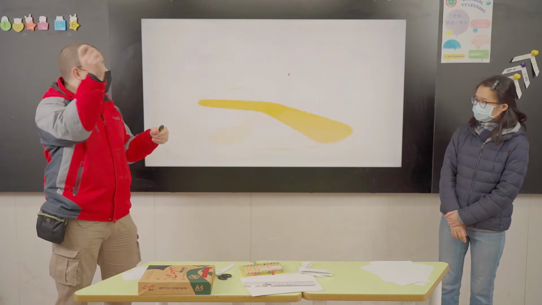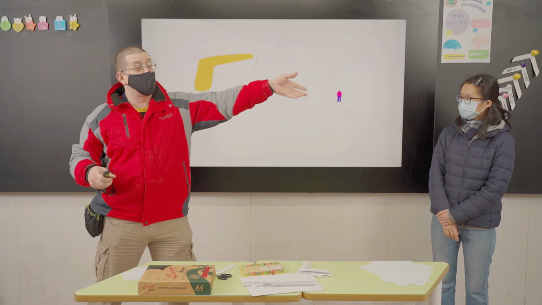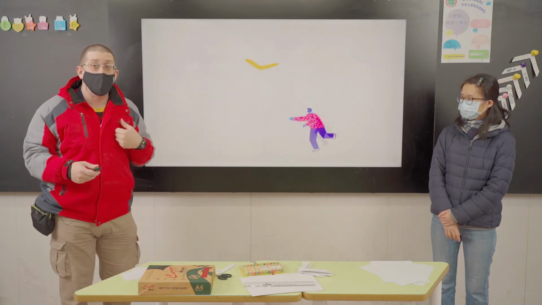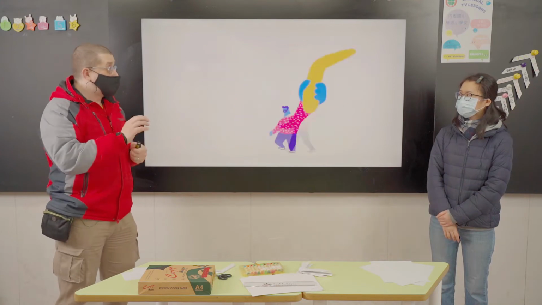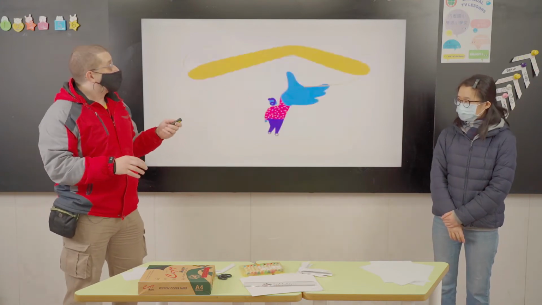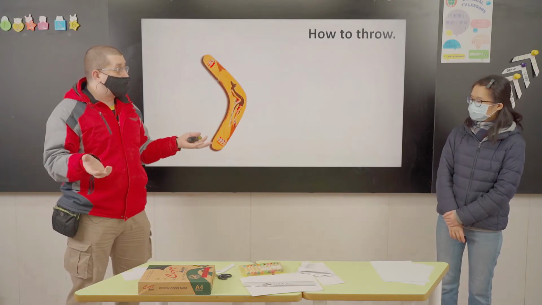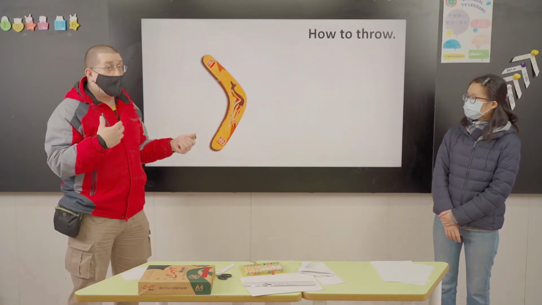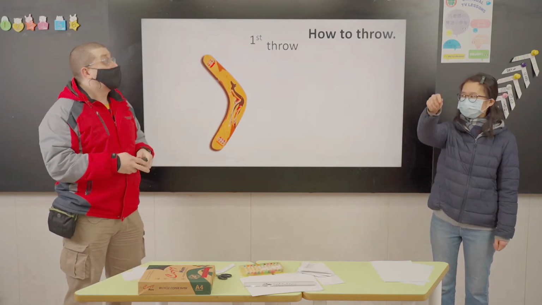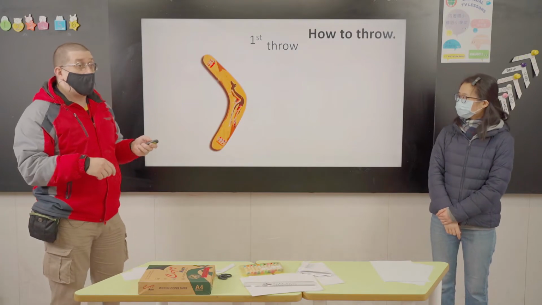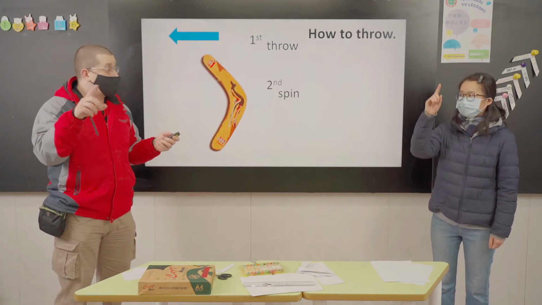Whenever you throw a boomerang, as you can see here in this graphic, it will fly and spin and come back to you, which is a very unique property of a boomerang, which we're going to learn to make today. Now the first thing we have to cover is how to throw a boomerang so it can come back to you. First you need to throw the boomerang. And once you throw it, it has to spin.